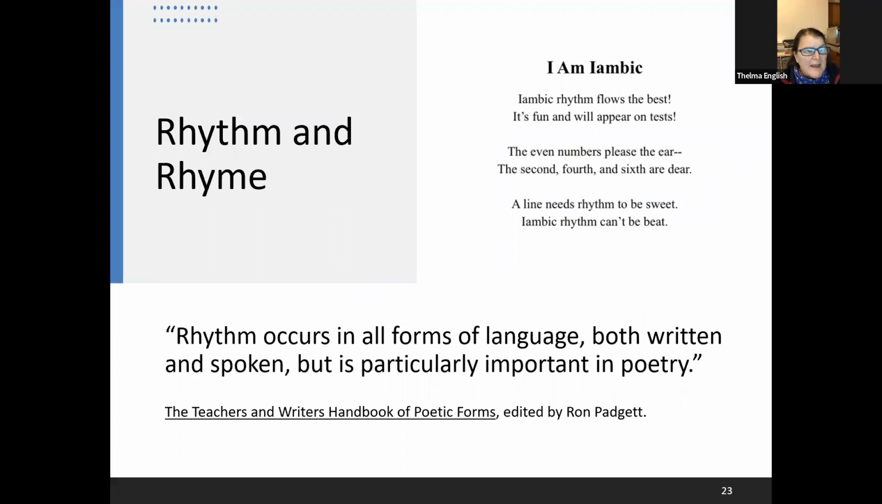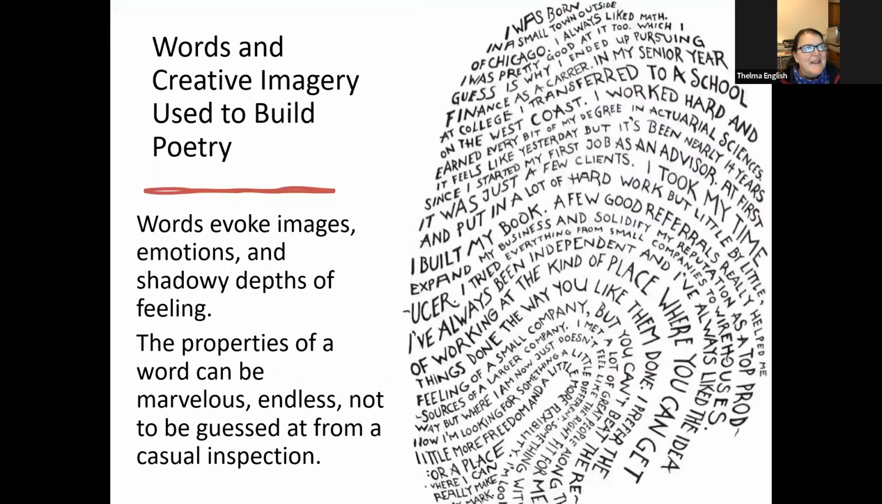Rhythm and rhyme. Rhythm occurs in all forms of language, both written and spoken, but it's very important in poetry. Think of iambic pentameter. And I found this on the internet. I don't have an artist's name to give credit for this. Iambic rhythm flows the best. It's fun and will appear on tests. The even numbers please the ear. The second, fourth, and sixth are dear. A line needs rhythm to be sweet. Iambic rhythm can't be beat, which is funny.